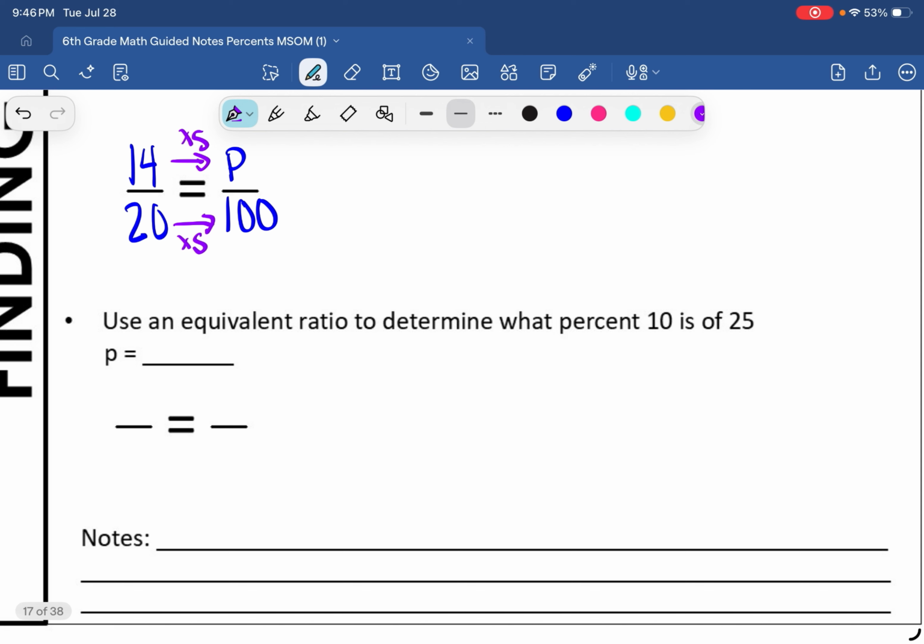Use an equivalent ratio to determine what percent 10 is out of 25. So my ratio will be 10 out of 25. Don't know my percent, but it will be out of 100. Looking for multiplicative factors, I notice that 25 times 4 is 100. So 10 times 4 will be 40, which will be 40%.